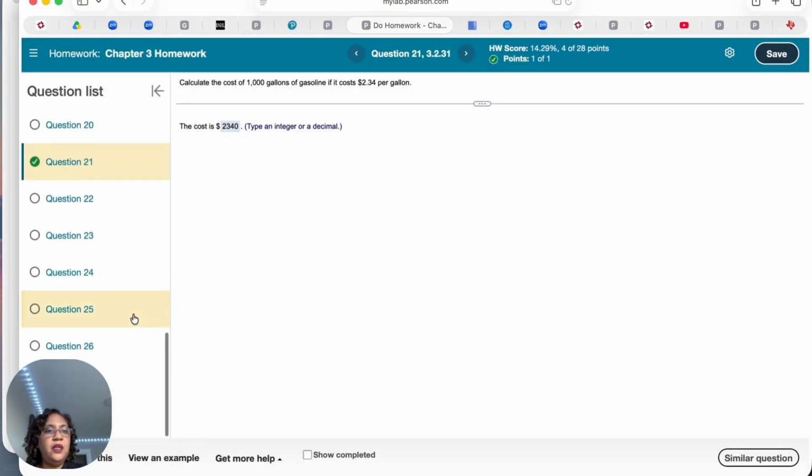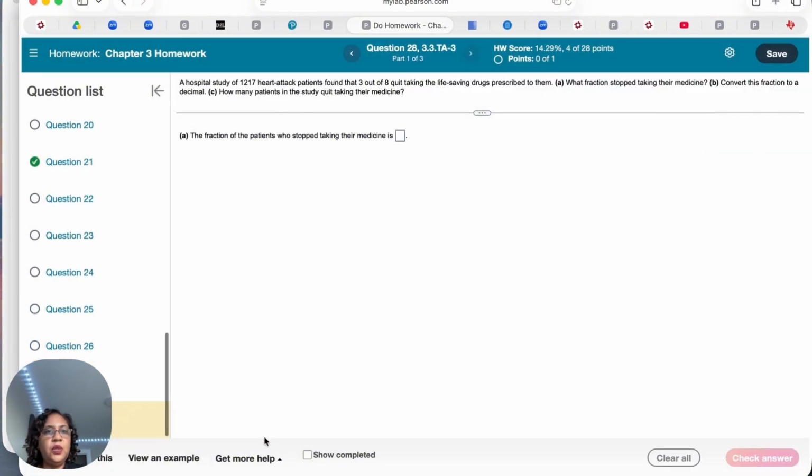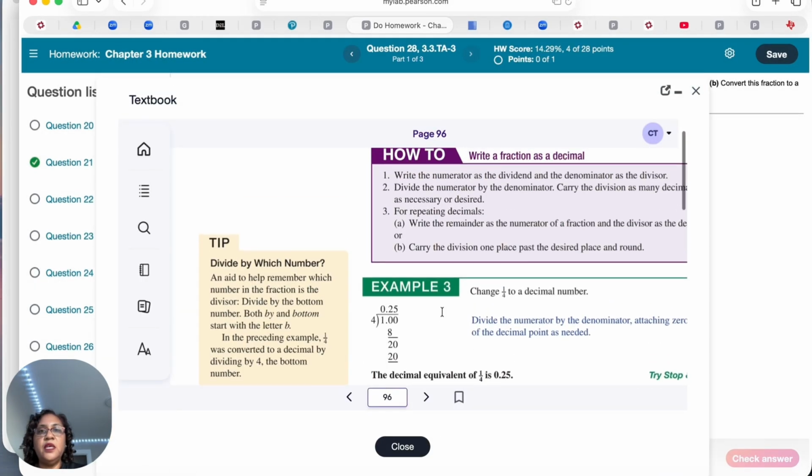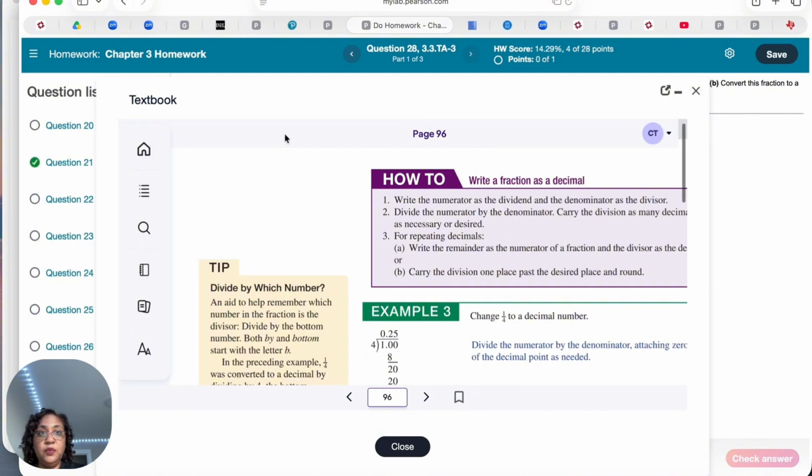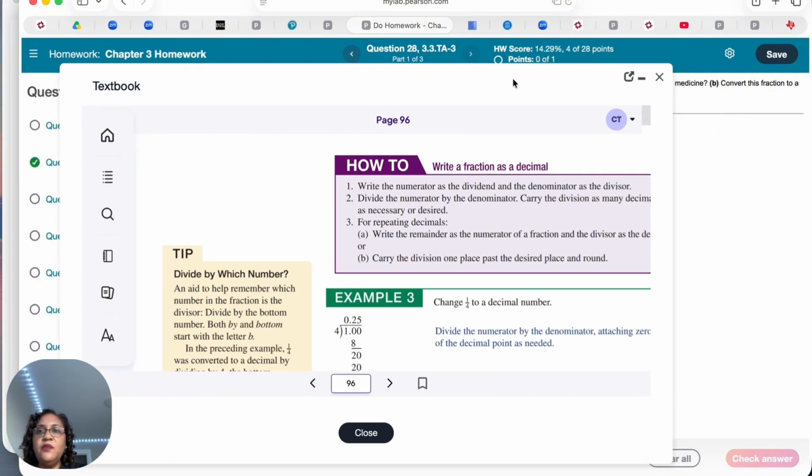Let's look at the very last question, and then we'll include the textbook. Okay. And it says how to. This is what I love about this text. Always have loved my math books.